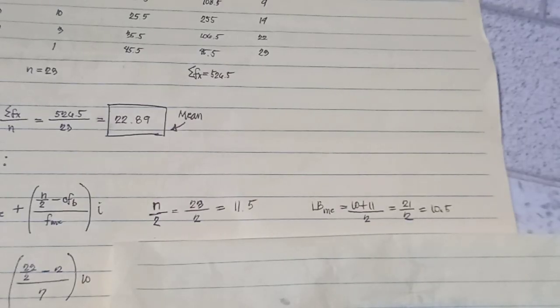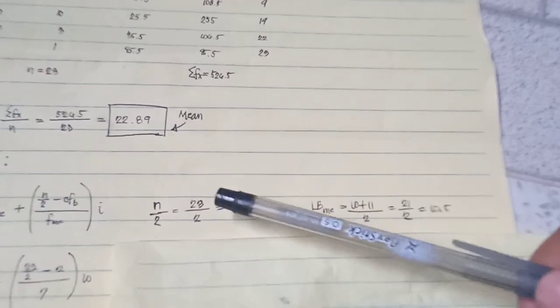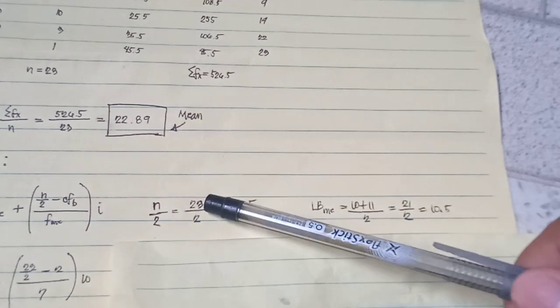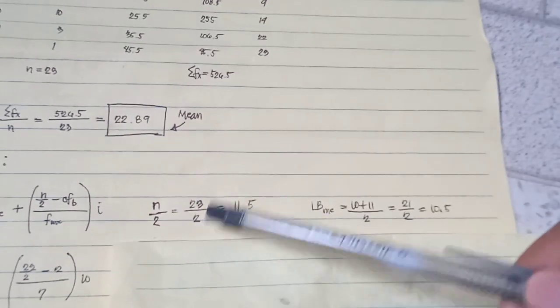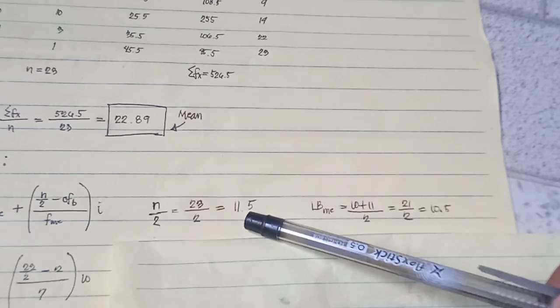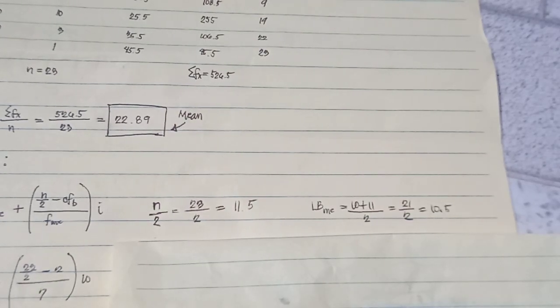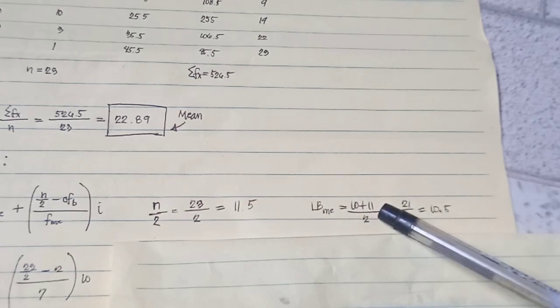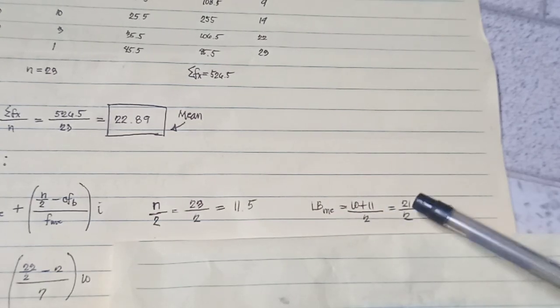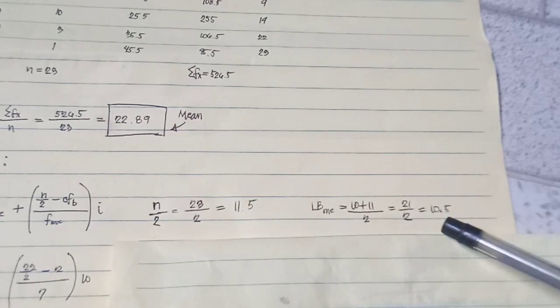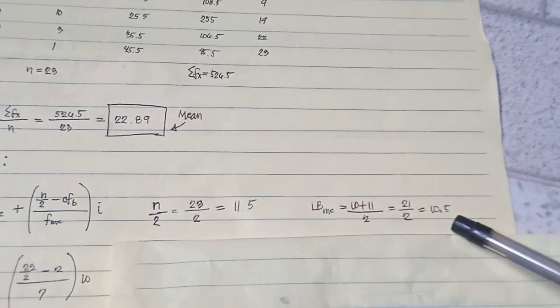So next, we will find the median. To find the median, we will divide first our sample size. So our sample size is number 23. So 23 over 2 is equal to 11.5. So next, we will find our lower boundary of median class. So 10 plus 11 over 2 is equal to 21 over 2, which is equal to 10.5. So our lower boundary of median class is 10.5.